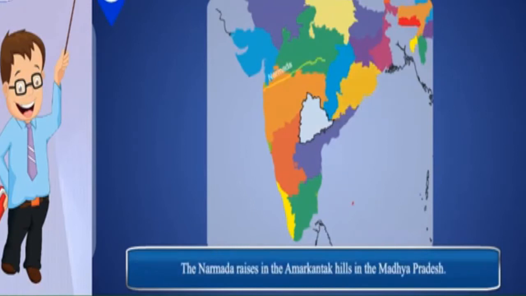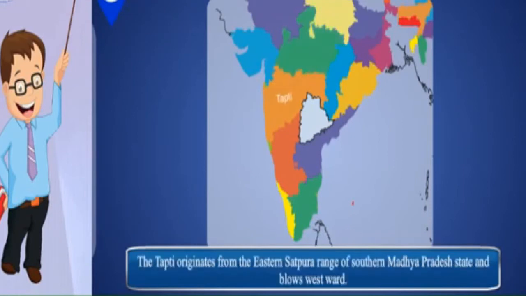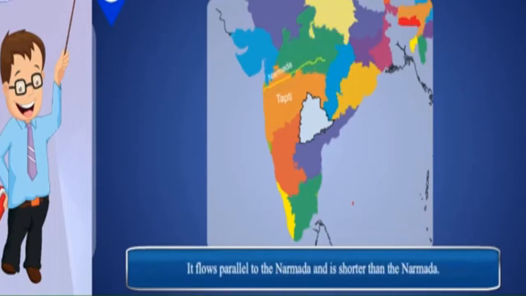The Narmada rises in the Amarkantak hills in Madhya Pradesh. The Tapti originates from the eastern Satpura range of southern Madhya Pradesh state and flows westwards. It flows parallel to the Narmada and is shorter than the Narmada.